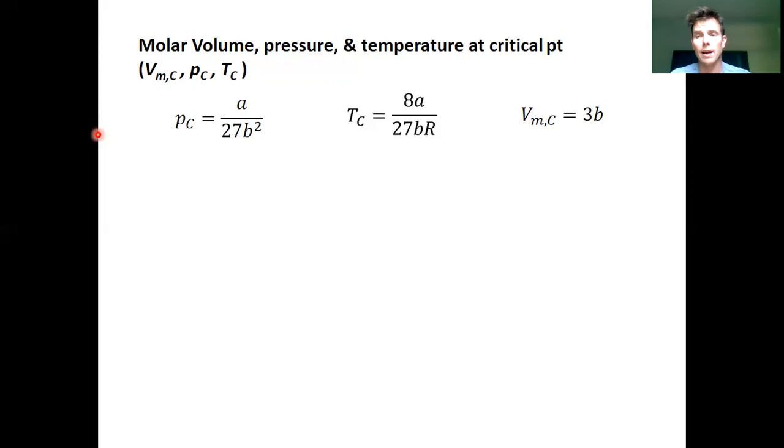Here's what that looks like with the van der Waals model. Again, this is the pressure at the critical point, the temperature at the critical point, and the volume at the critical point. You get some equations. You can plug things in and calculate things. There's nothing too exciting about this. This is sort of as you would expect. Specifically, we see that it's gas dependent. So if a different gas has a different B parameter or a different A parameter, they'll have different critical points.